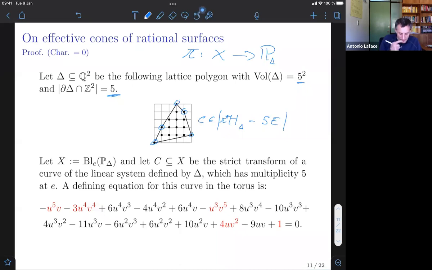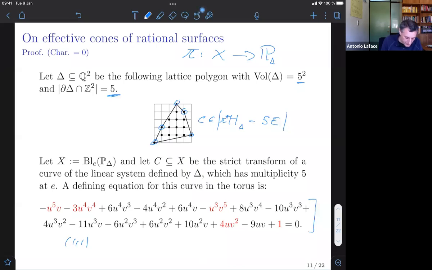So I take an element of this linear system. This means that you start with Laurent monomials given by these integer points in the polytope and impose a point of multiplicity 5. You can solve the system and you get the defining equation for the curve C in the torus, this one. So this is a curve which has a point of multiplicity 5, sorry, at (1,1).